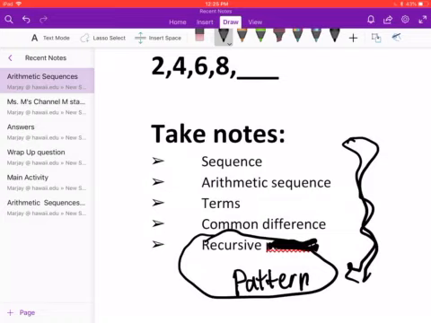And I circled this recursive pattern because I misspelled pattern over here earlier, so just bear with me and write this as two words, recursive pattern. Okay?